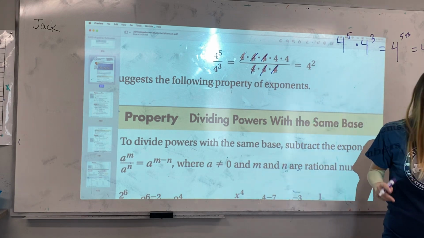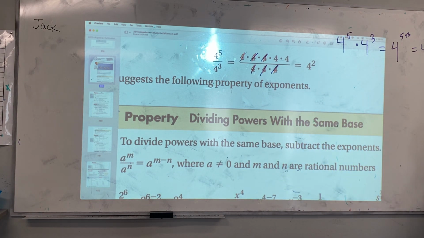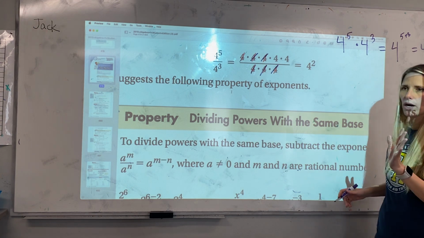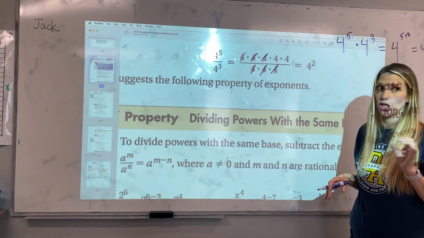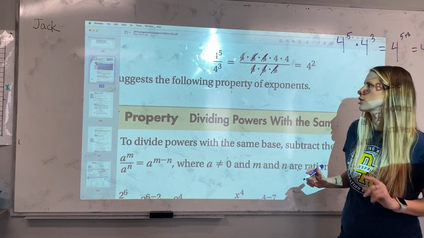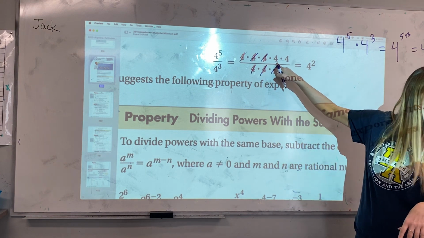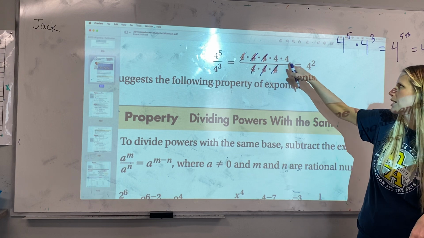And by gone, I mean it does turn into a 1. It does turn into a 1, so it does exist, but it doesn't need to be shown unless it's the only thing that exists. Then you can make it show up. What we have left is 4 times 4, which we represent as 4 squared.